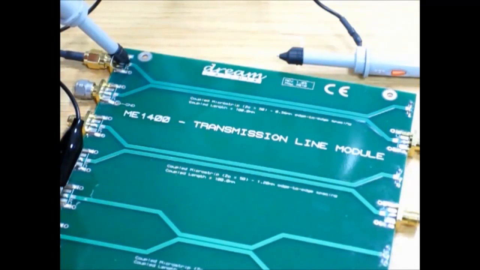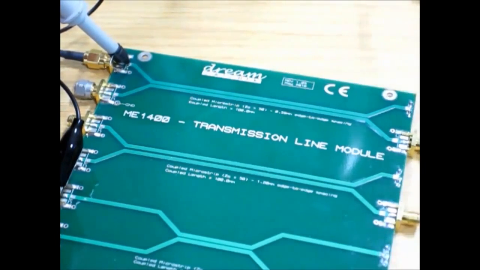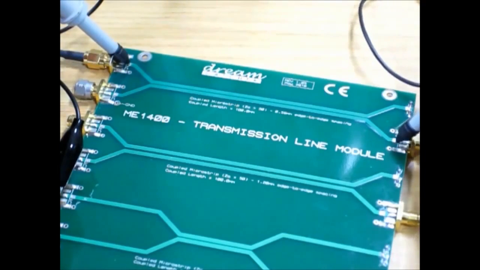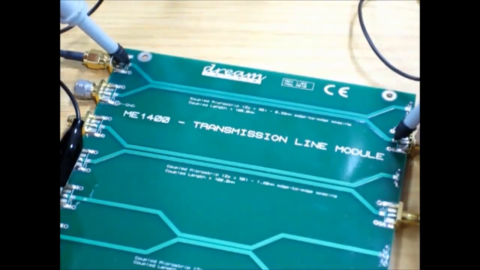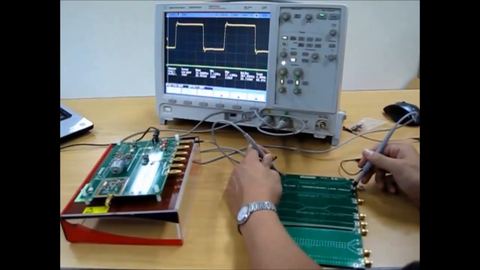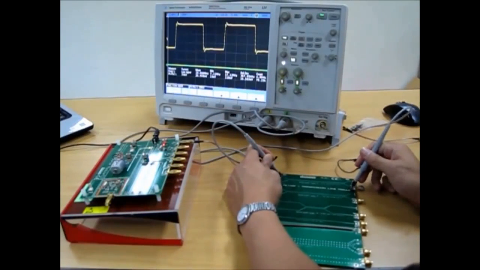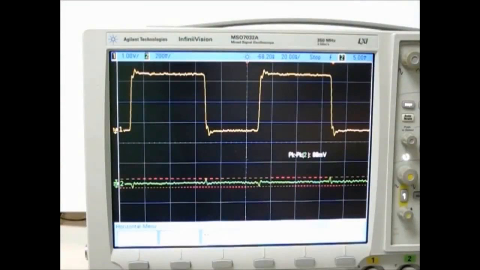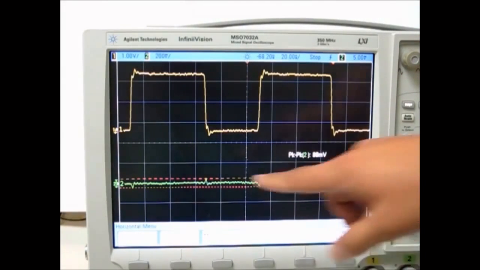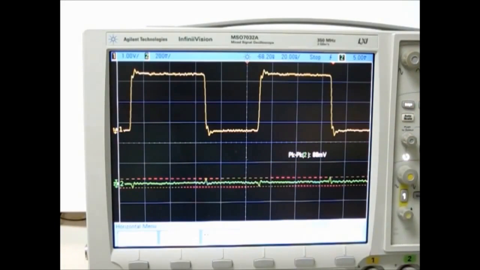Next, we shall investigate the far-end crosstalk. Where is the location to probe? To view the crosstalk signal on the adjacent line at the far end, probe at this point. Now you can see that the far-end crosstalk spike on the rising edge is a negative spike, whereas on the falling edge it is a positive spike. The spike peak-to-peak level is 88 mV, which is much lower than near-end crosstalk.